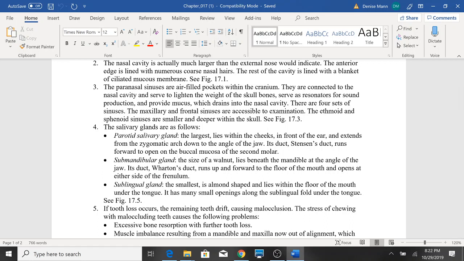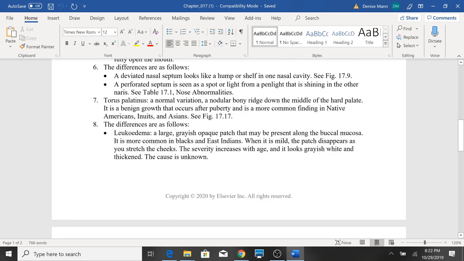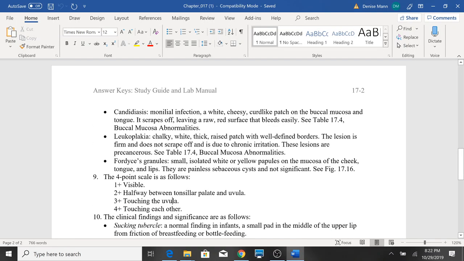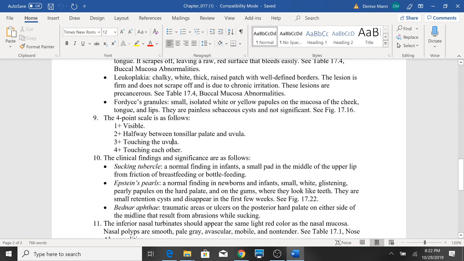Again, like I said, a nasal polyp is different from the nasal turbinate, except the polyp is not highly vascular. I think I said it wrong earlier. So, what about this? The examiner notes small, round, white, shiny papules on the hard palate and gums of a 2-month-old infant. What is the significance of this finding? Epstein's pearls, that's what it is. When assessing the tongue, what do you do? You palpate the U-shaped area under the tongue.